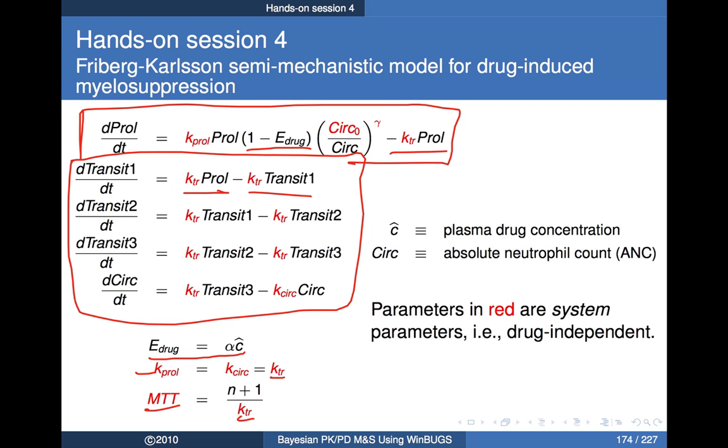For the PD component, I'll remind you again that any parameters in red are what I term system parameters, which I intend to mean that they are drug independent. They just depend upon our physiologic system. And so if we have information for those parameters based upon previous work, either just straight physiologic experiments or perhaps past experiments on other drugs that cause myelosuppression, the conceptualization of the model is such that we think those numbers should stay the same from drug to drug, so we can use that information from those past experiments to influence our analysis. And of course we're in a Bayesian framework here, so we would do that by specifying those as informative prior distributions.